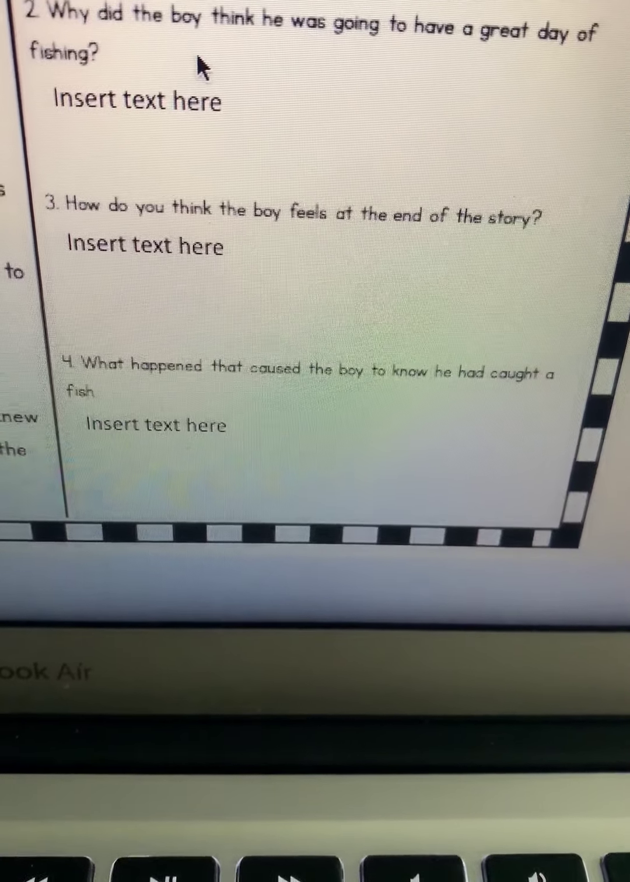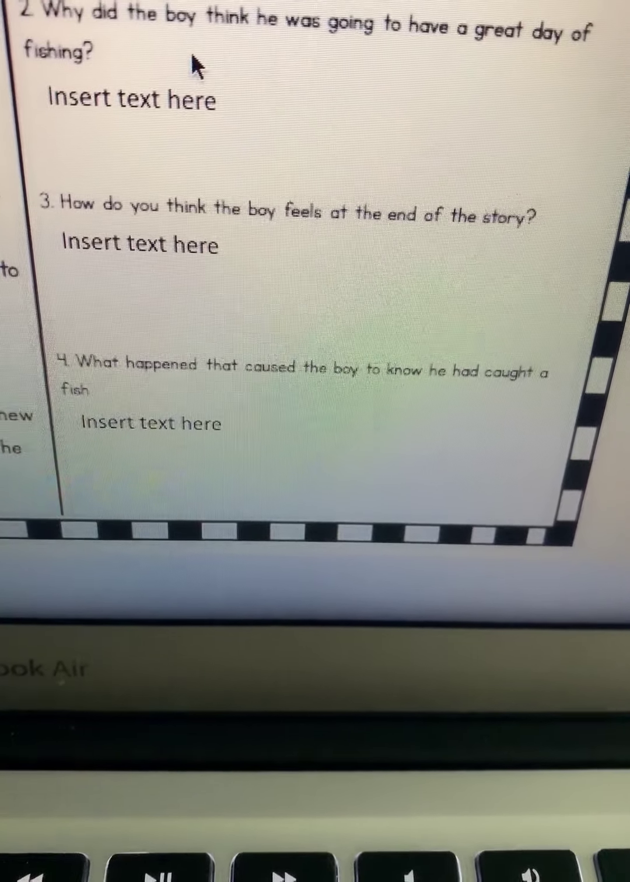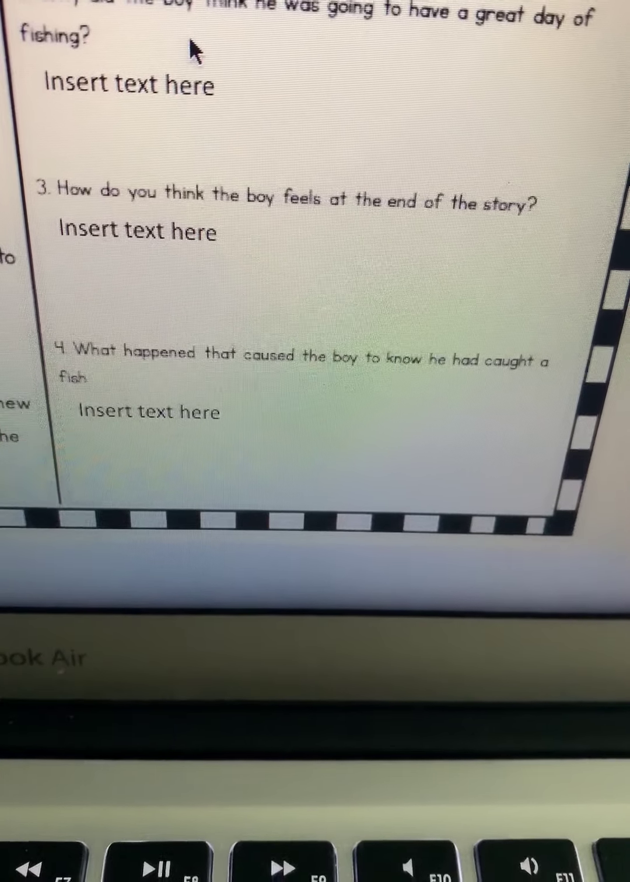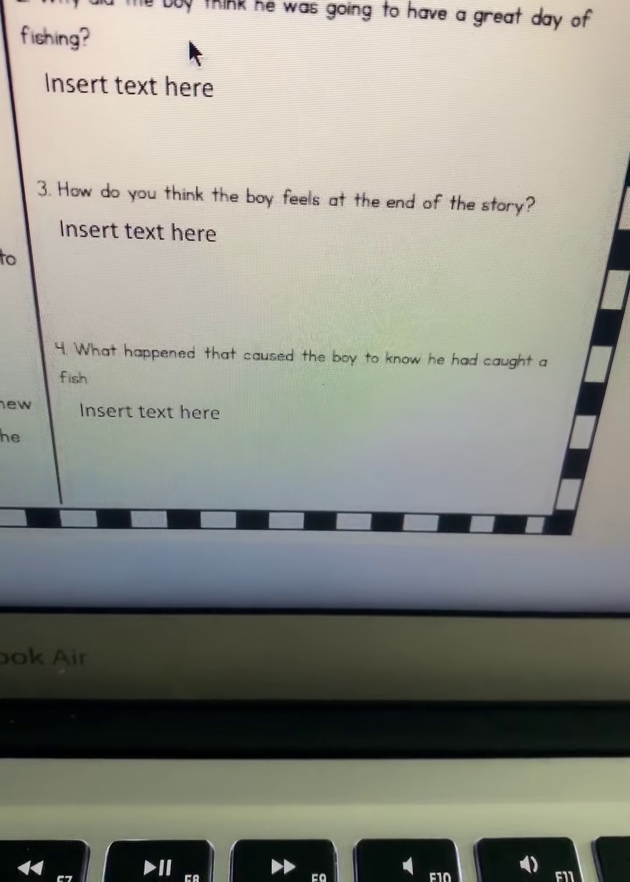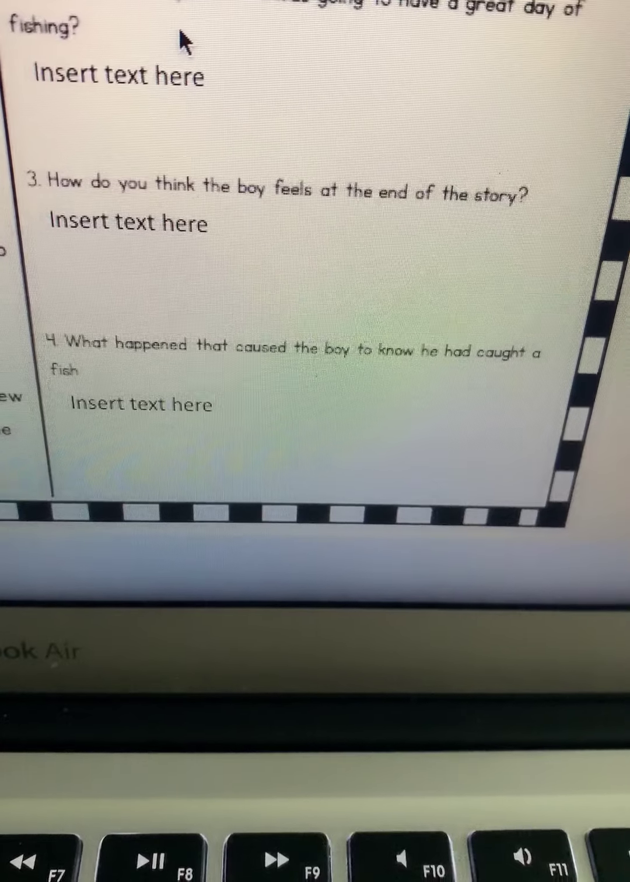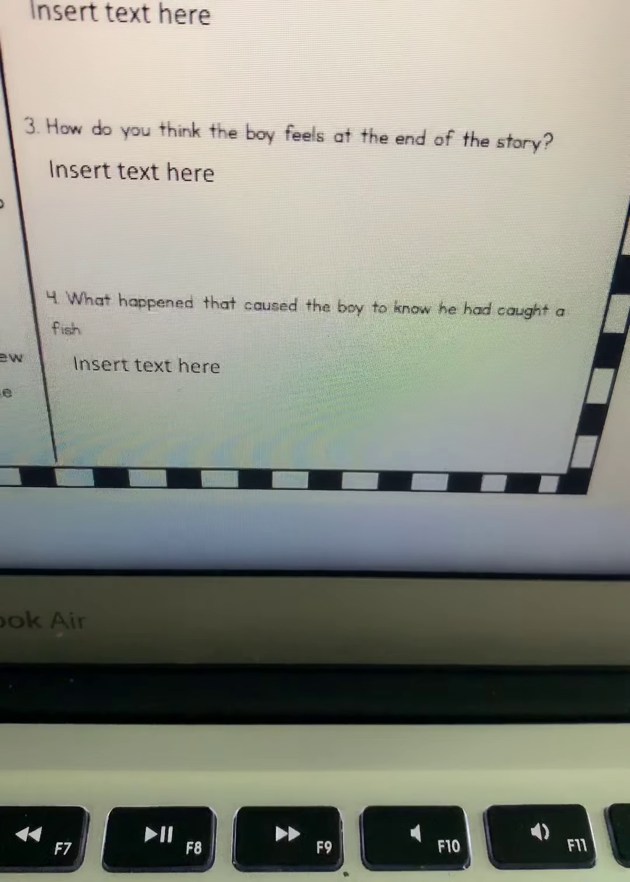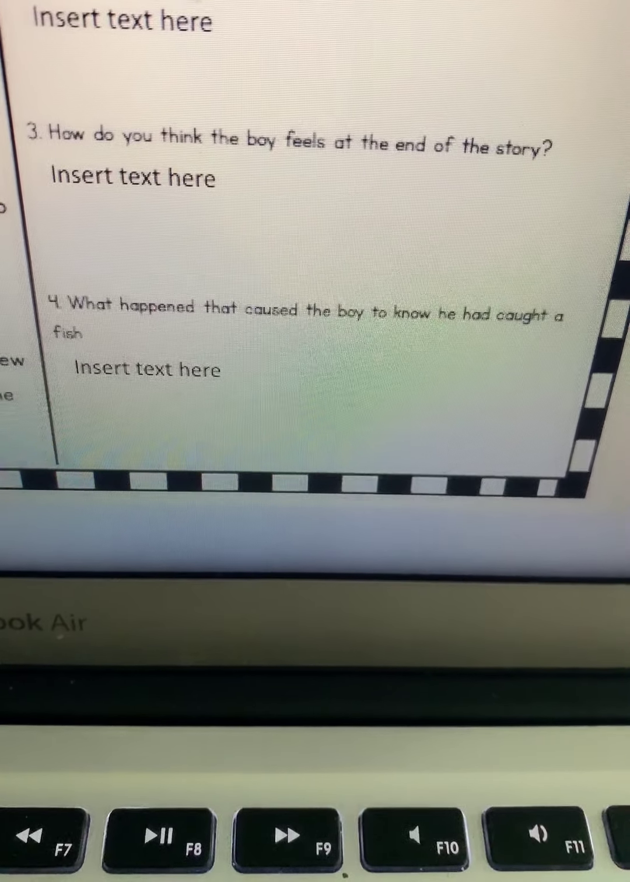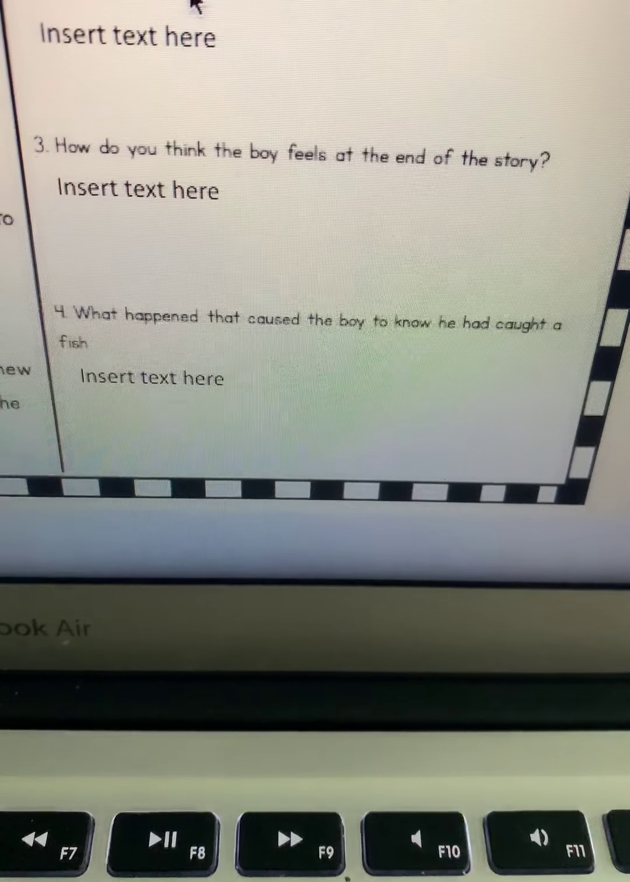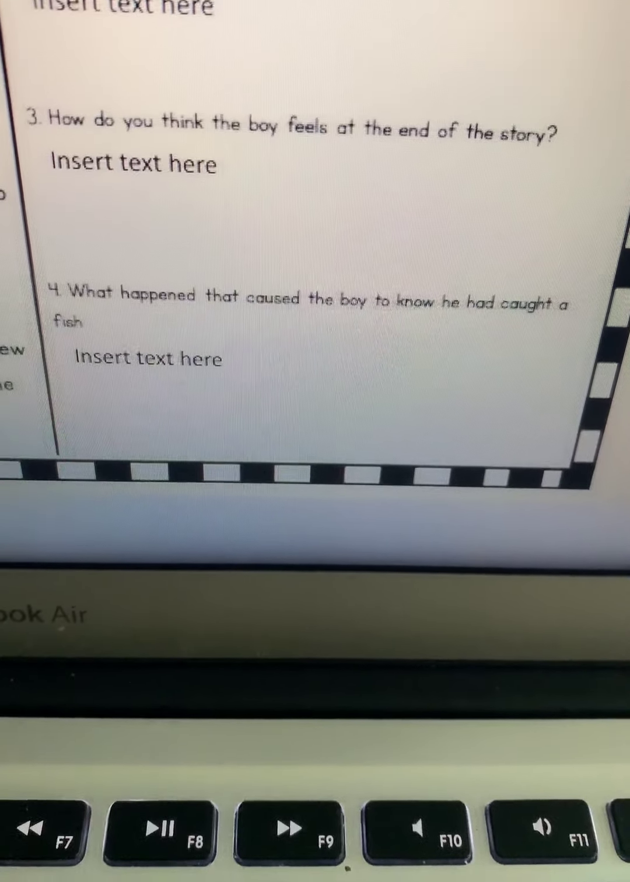Number 3, how do you think the boy feels at the end of the story? So again, you're making an inference about the boy's feelings, but what you're going to do is look for clues and events at the end of the story that help you determine how he feels. And then you're going to type your answer into number 3.